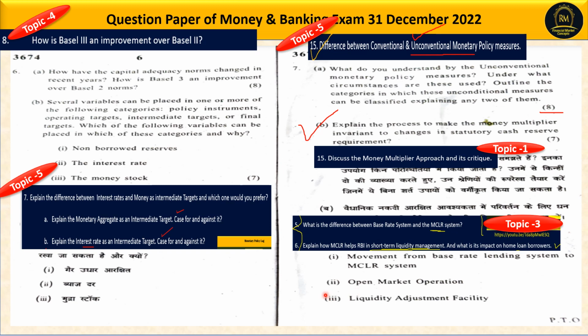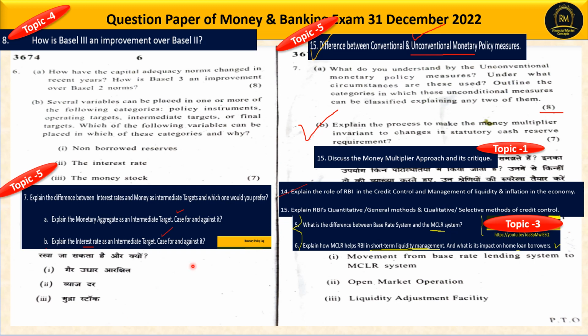Now coming to question 2, open market operation. Open market operation is basically part of the RBI's monetary policy. It's a general method of credit control. In question number 14 and 15 of topic 3, I asked you to prepare and explain the role of RBI in credit control and management of liquidity and inflation in the economy, and in question number 5, explain RBI's quantitative or general methods and qualitative or selective methods of credit control. So this is covered in question number 14 and 15.